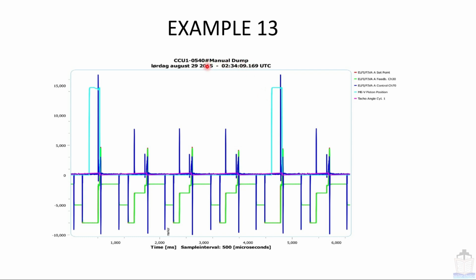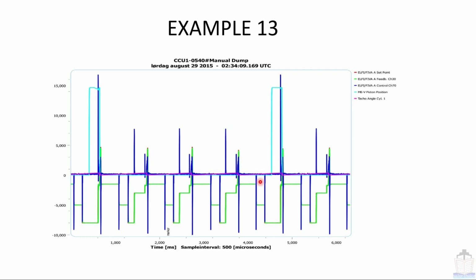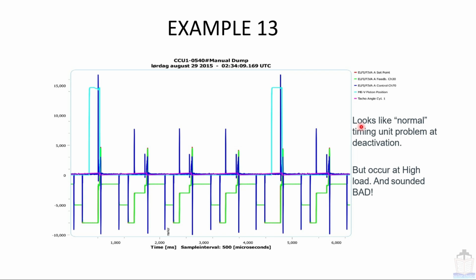Since this is manual dump, alarm has not appeared, that means we can say this is normal, and this happens when the load in the MEB engine fluctuates just around 55% of load. So sometimes MEB piston gets activated and sometimes not. So this is actually a normal graph. This is not a problematic graph. So it looks like normal timing unit problem at deactivation, but occurs at high load and sounded bad.